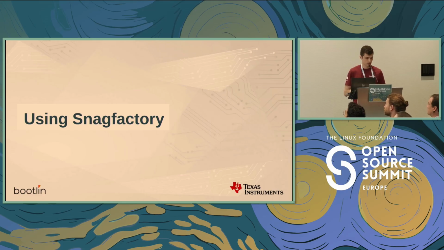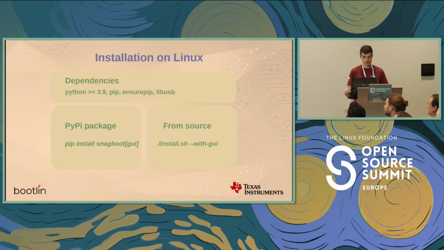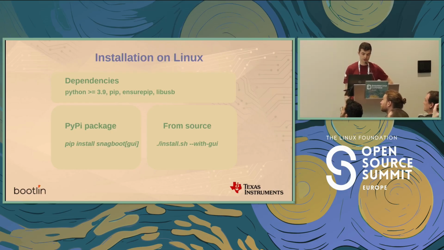Now for a little tutorial on how to actually fetch, install, and use Snag Factory. On Linux, the dependencies are pretty simple. It's Python at least 3.9, pip, ensurepip if you want to install it in a venv, and of course libusb, which is the main dependency of the tool because it's used all of the time to communicate with the devices. We have a PyPI package.